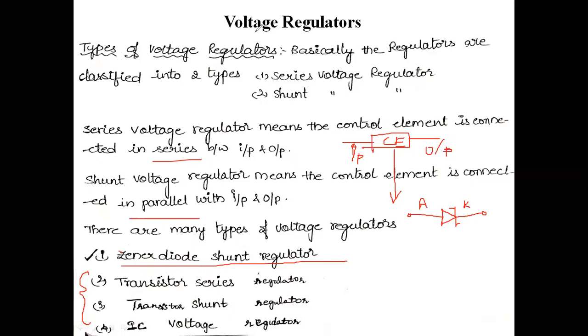What is the difference between series voltage regulator and shunt voltage regulator? If the control element is connected in series, we can call that voltage regulator a series voltage regulator. If the control element is connected in parallel between input and output, I can call that voltage regulator a shunt voltage regulator. This is the Zener voltage regulator we are going to discuss now.